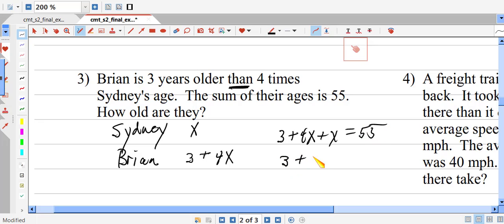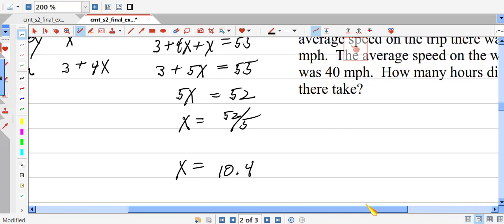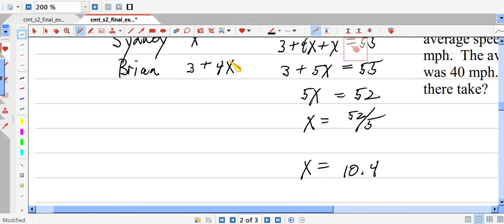So that's 3 plus 5x equals 55. So I'm going to get 5x equals 52. So that means x is 52 divided by 5, which is, let's see, 10.4. So one of them is 10.4, and the other one is going to be 3 more than that.